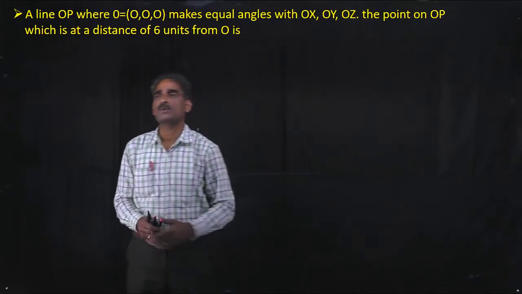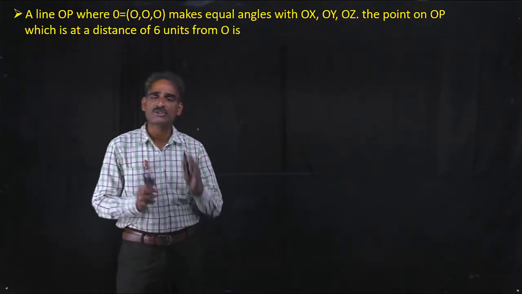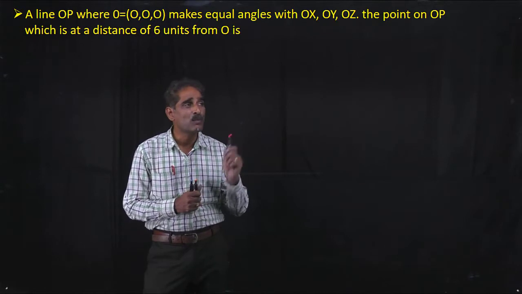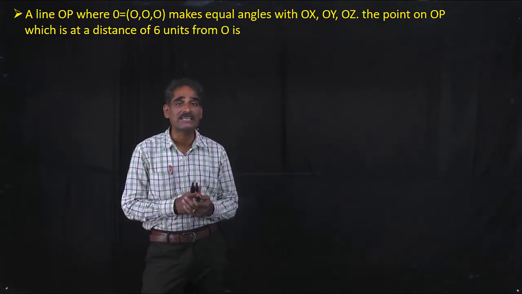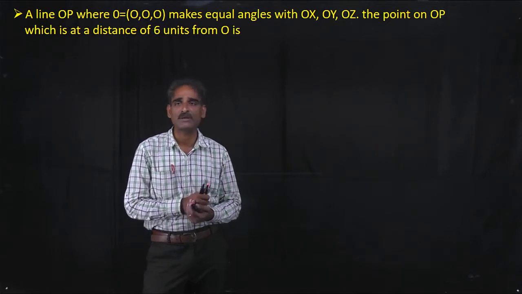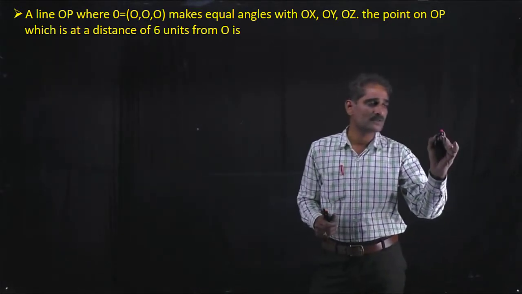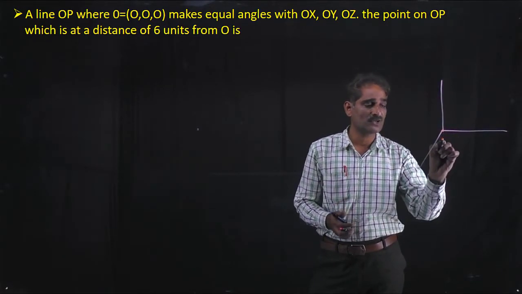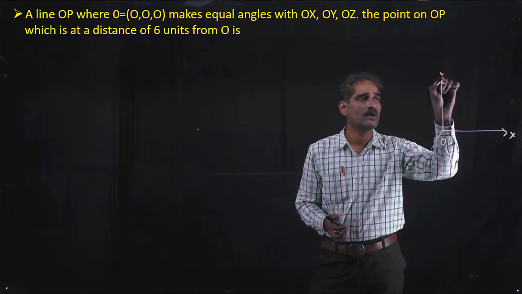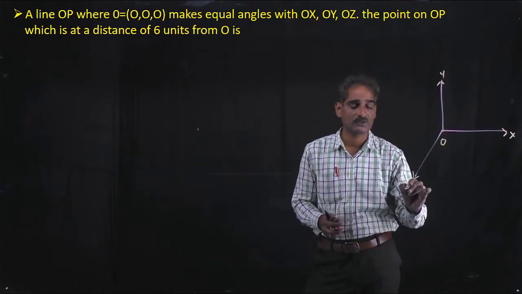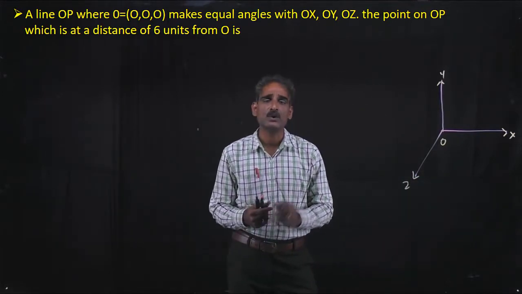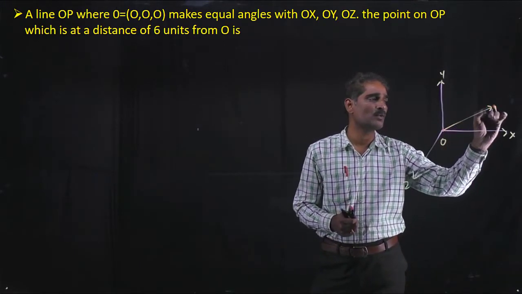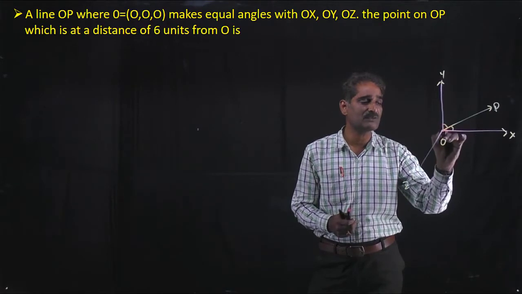Okay, right. See this problem. A line OP, where O is the origin, makes equal angles with the coordinate axes, and the distance of the point from the origin on OP is 6 units. Find the coordinates of point P. Suppose this is the position of the x-axis, this is y, this is z. So this is the origin, with the x, y and z axes. Here there is a line OP which is making equal angles with the coordinate axes.